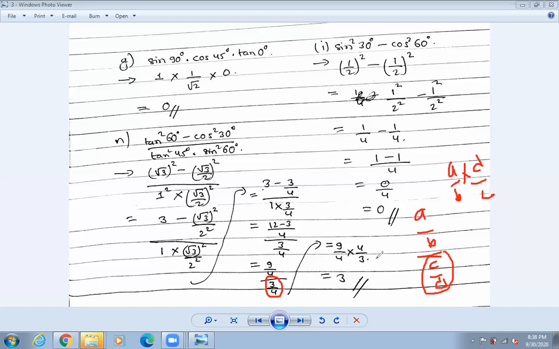Now cancel them. So 3 1s are 3, 3 3s are 9. So 4 1s are 4, 4 1s are 4. So what is left? 3 1s are 3. So 1 1s are 1. That means 3 is our answer. Got it? So in this way, we are going to solve our answer.